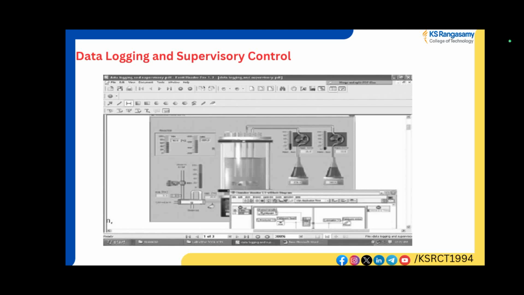The PID control systems cannot be applied to multi-input, multi-output systems, because they mainly keep track of a single parameter. It is not employed for multiple parameters that are to be measured at the same time. For that, we have to go with other options like data logging and supervisory control.